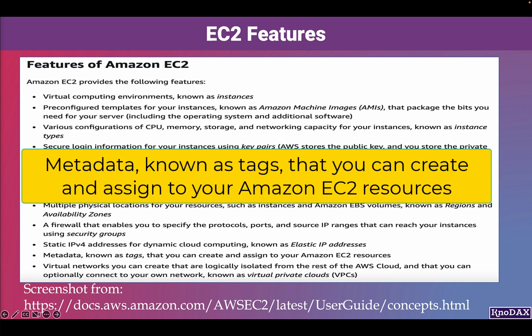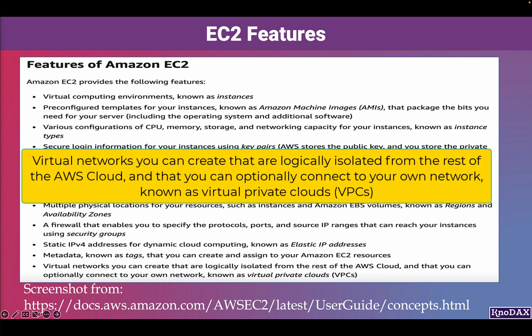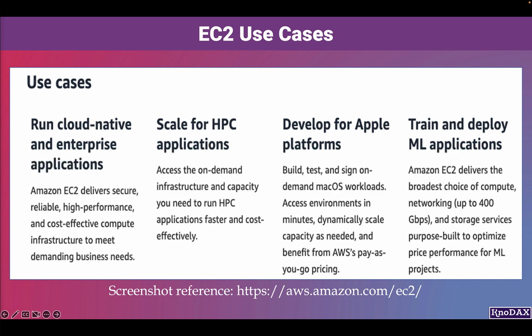Metadata, known as tags, that you can create and assign to your Amazon EC2 resources. Virtual networks you can create that are logically isolated from the rest of the AWS cloud, and that you can optionally connect to your own network, known as virtual private clouds, VPCs.